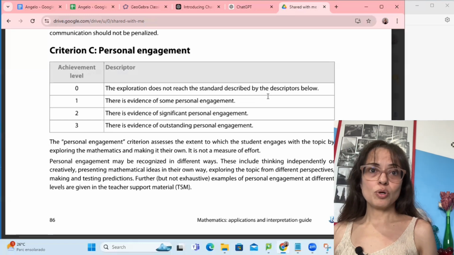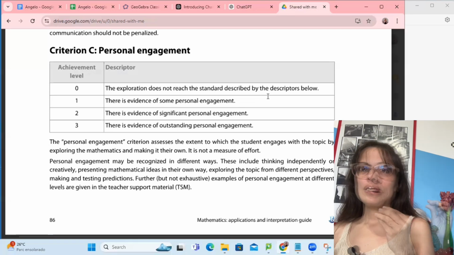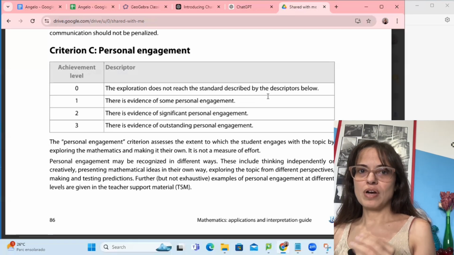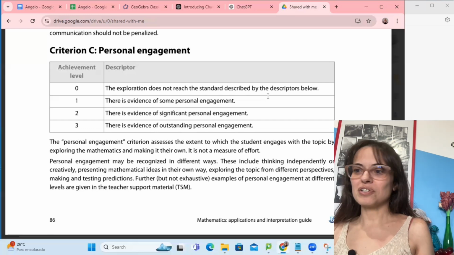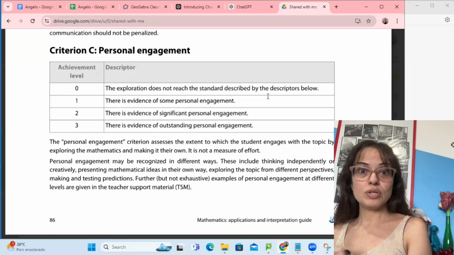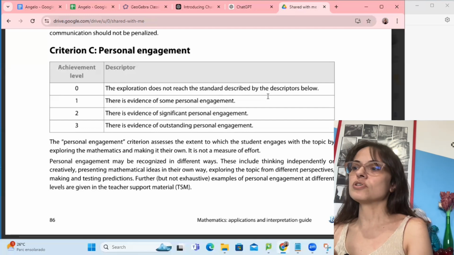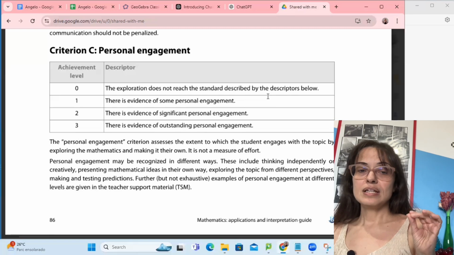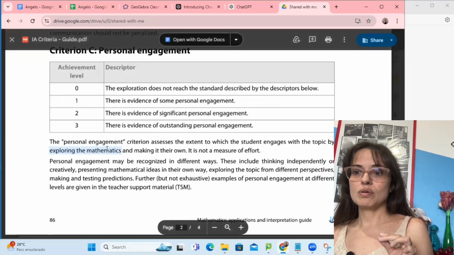It is not a measure of effort. Listen, I know that nobody here is thinking that it's a measure of effort. It is not a measure of how much you like your context. It is not a measure of how much I enjoy playing Brawl Stars. That's not what's going to give me personal engagement. And this is why I almost don't talk about Brawl Stars at all in the file. It is engagement with the mathematics, exploring the mathematics.